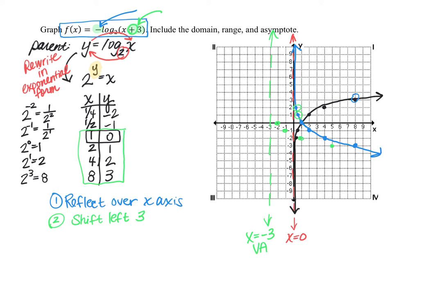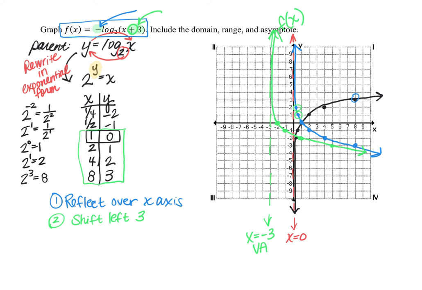And then we will connect the dots using the same shape as the previous graph, which was in blue. We're going to hug that vertical asymptote. It's the same shape, just shifted to the left. And then I always recommend that you go ahead and label your final graph if you have done it in steps like I did, so you know which one is your final answer.